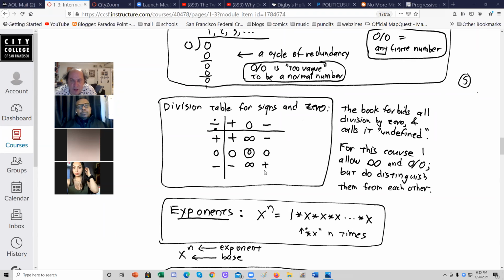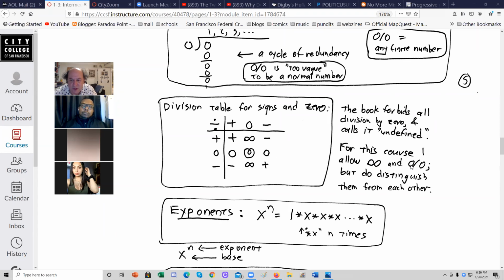And minus over minus is plus. Now, the book and I have slightly different attitudes. The book is afraid of division by 0. They call it undefined. They call it an illegal operation. Oh my goodness. I allow infinity and indefinite.